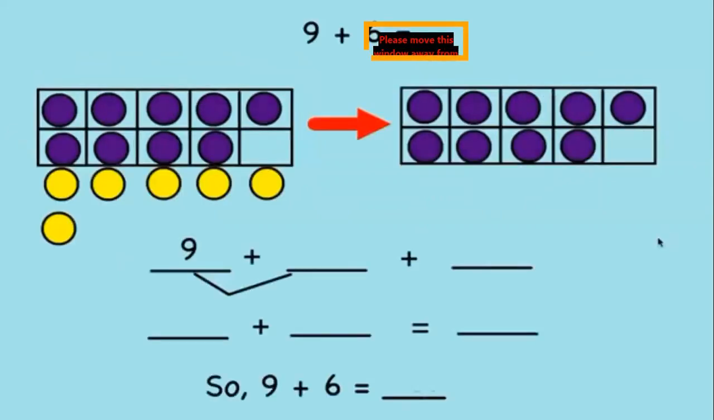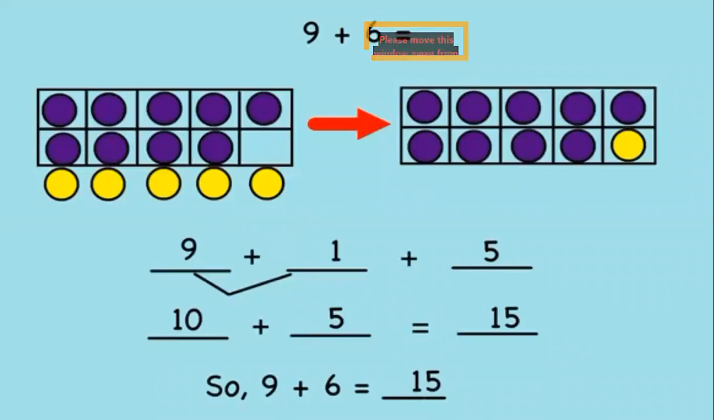Let's try another one. This one has 2 steps. 9 plus 6. First I have 9 purple and 6 yellow underneath. I'm going to need to make a 10. So I start with my 9. I add 1 more to make a 10. Now I have 5 left over. So my problem says 9 plus 1 plus 5. Whenever I see a line like this, it wants me to add these numbers together. 9 plus 1 is 10. Plus my 5 left over is 15. 9 plus 6 is 15. 10 plus 5 is 15.